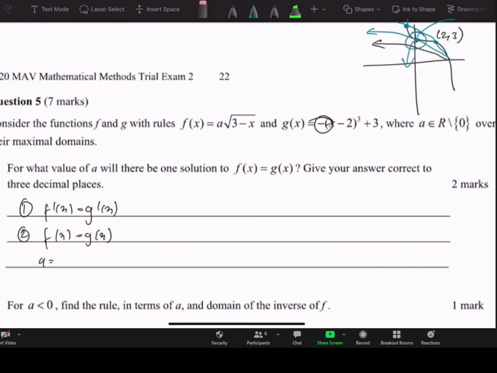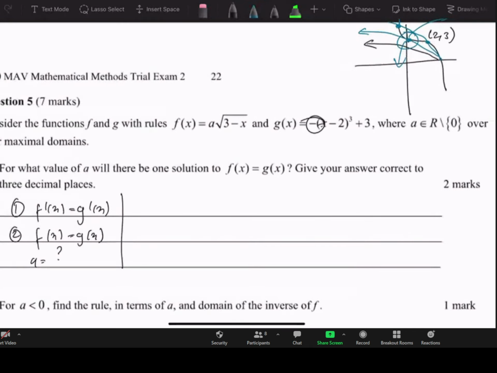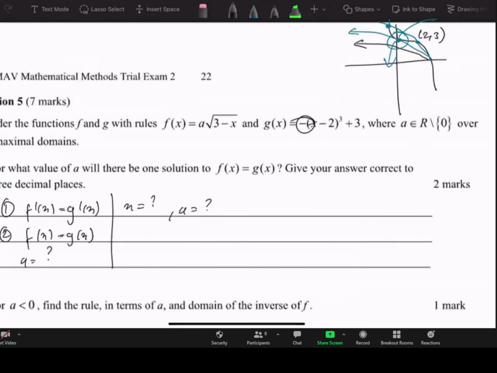The reason we need two equations is because we have two unknowns. We don't know the x value at which they're the same, and we also don't know A. So just do simultaneous equations in your CAS and solve for A, and you should get 2.542.